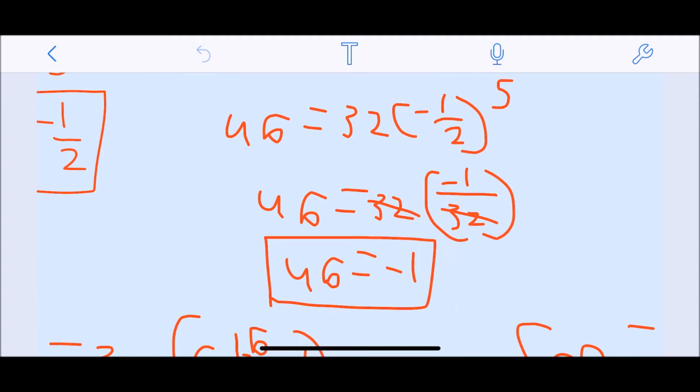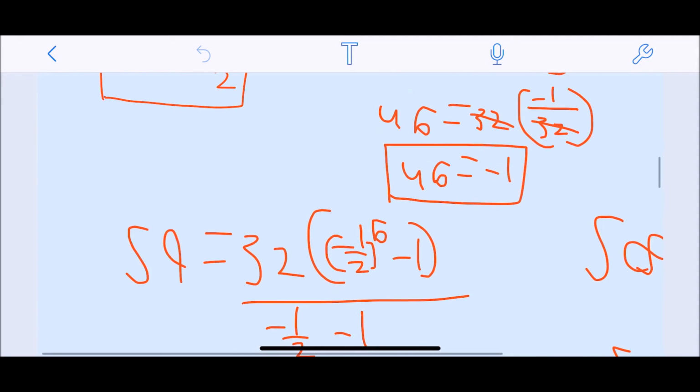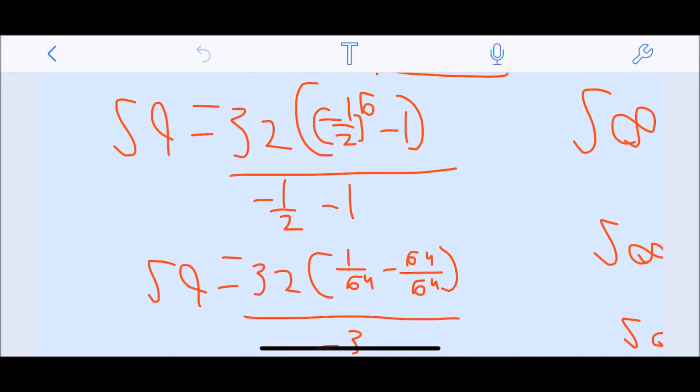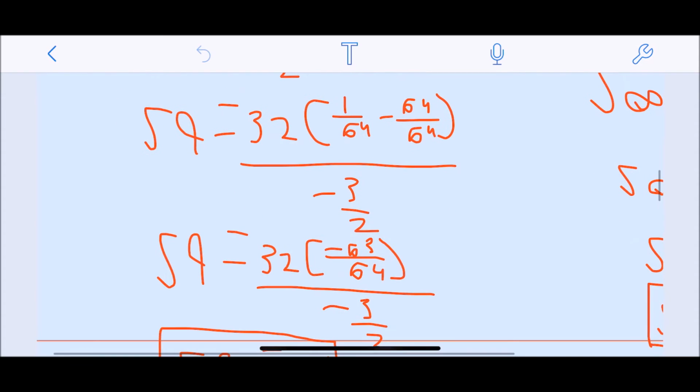To find u sub 6, we plug into the u sub n equation, which is u1 times r to the n minus 1. u1 is 32, and we just found r, and we know n is 6, so you just have to plug in the numbers. And so we get 32 times negative 1/2 to the 5th, and 2 to the 5th is 32, so that is actually 32 times negative 1 over 32. So that simplifies to negative 1.